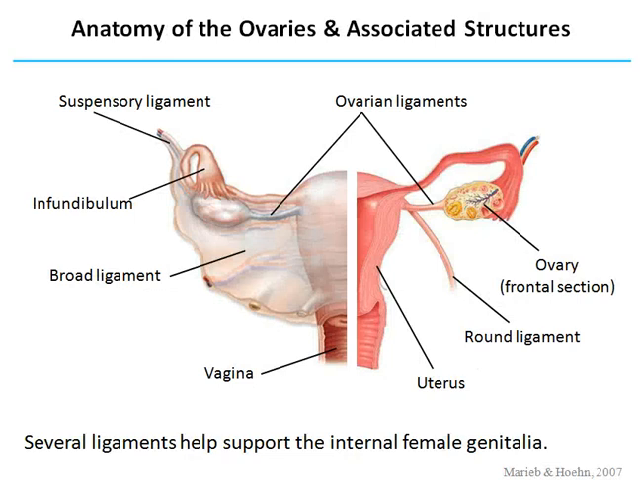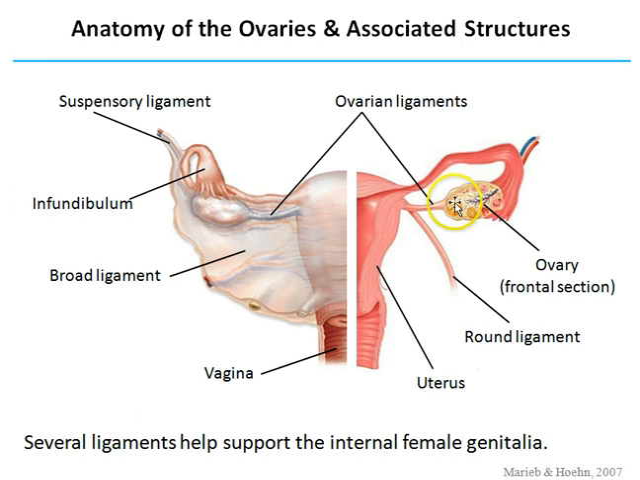This diagram highlights the location of the ovaries relative to other structures of the female reproductive system. Notice that the ovaries lie lateral to the uterus. Notice also the proximity of the uterine tubes. You'll notice the ovary on this side of the slide looks different to this one over here.